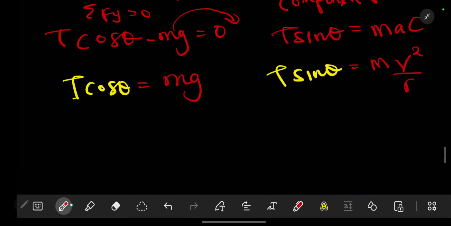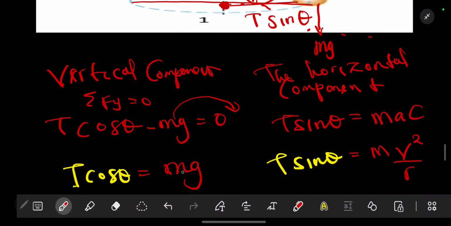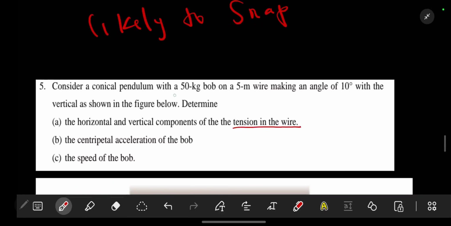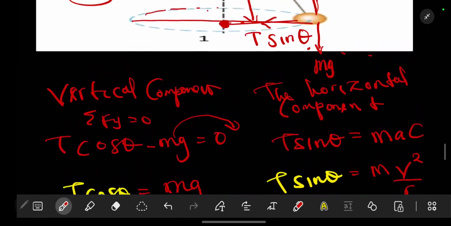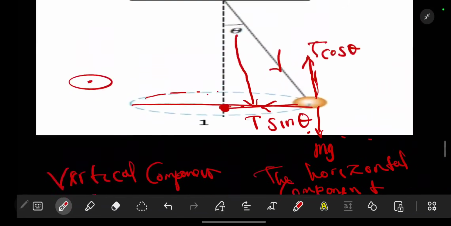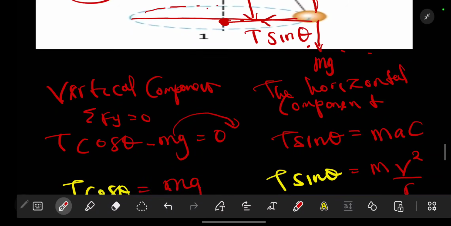Now, for the horizontal component, which one is easier? We have the mass, we have the gravity. Here we don't have the velocity, so it will be a bit difficult to find. We have the mass, it's 50 kg. So we can answer the vertical component with ease. After we find the vertical component, we will be able to answer the horizontal component.